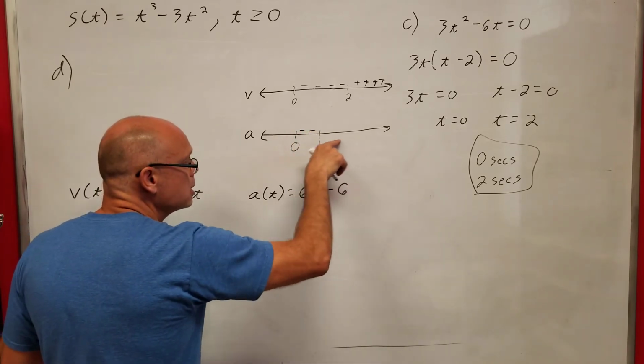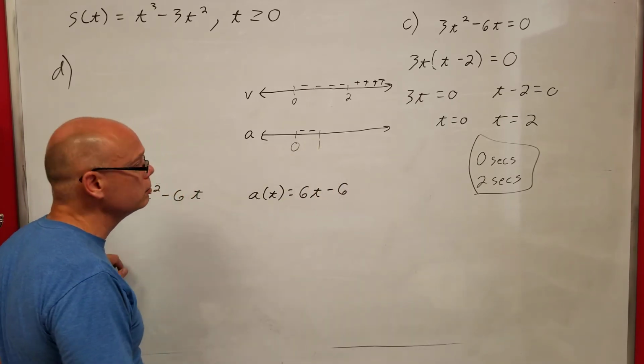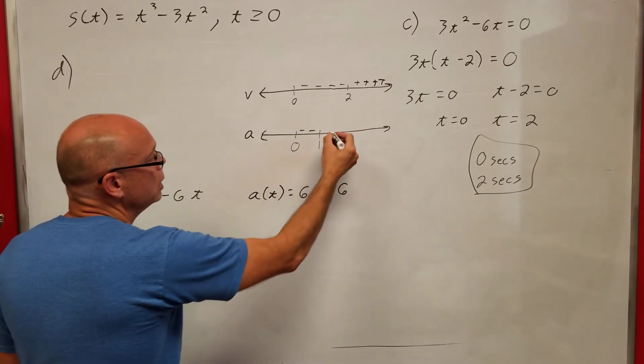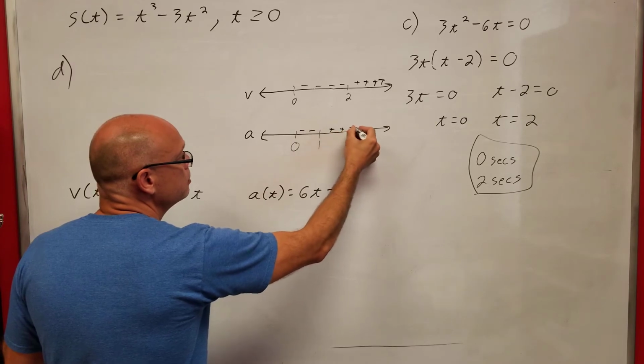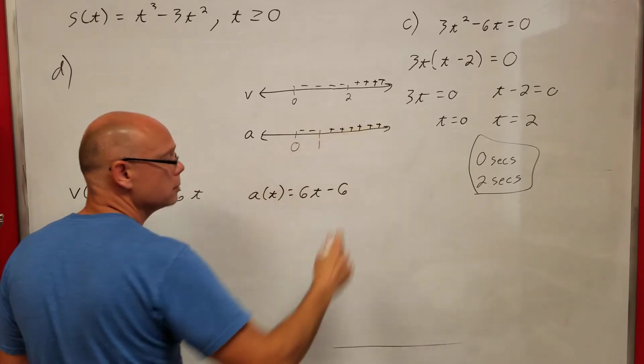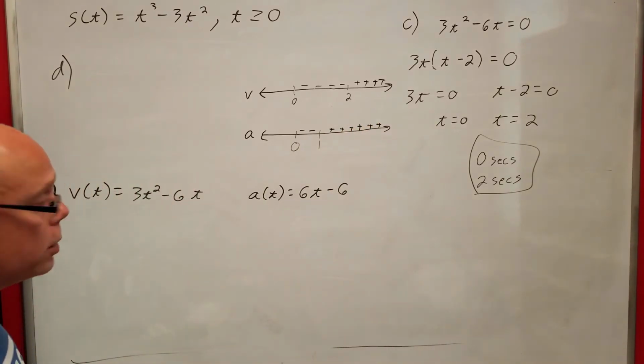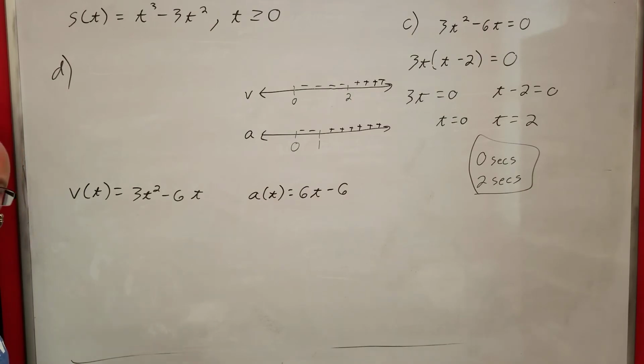Let's test this part. Is this part positive or negative? Let's pick 2. What do you get? Positives here, right? Okay? Now, what are we trying to determine? Where it's speeding up, where it's slowing down?